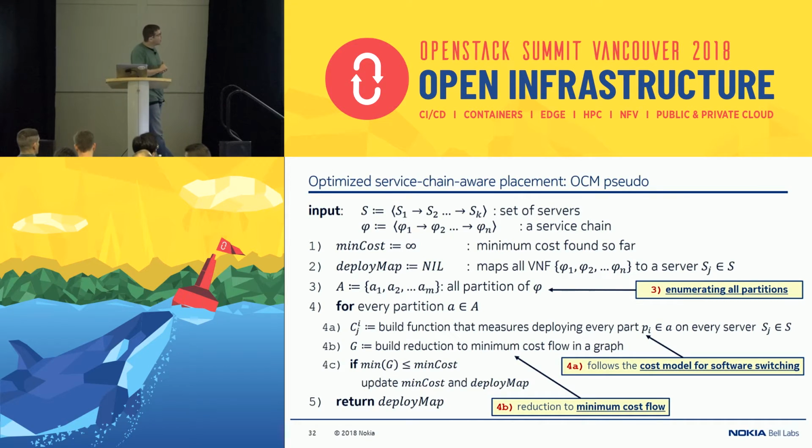So the algorithm is rather simple. What it is doing is starting from infinite cost and iterating over all decompositions, whether it is the optimal case or the relaxing case. Then for each partition, it builds a bipartite reduction, which, as I showed you, is a simple polynomial. If it is indeed the minimal cost, then it updates the result.